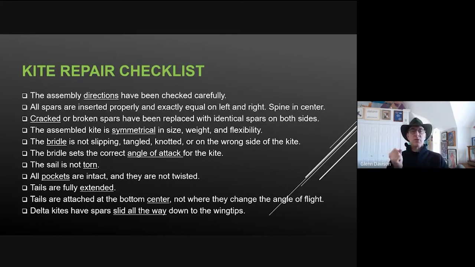Make sure that the tails are fully extended. I've talked to probably more than a dozen people, maybe many dozen, who just forget to take the rubber band off the tails and extend the tails. I recommend attaching tails to center. You don't have to do that, but don't attach tails where they change the angle of flight, like I was mentioning for that kite that I wanted to do a pitch demonstration. Delta kites, you've probably done this as many times as I have, is tell people to slide the spars all the way down to the wingtips to get the Delta kite to fly best.